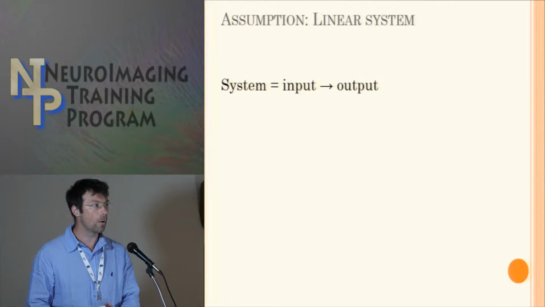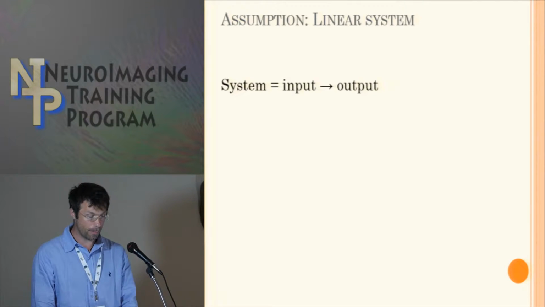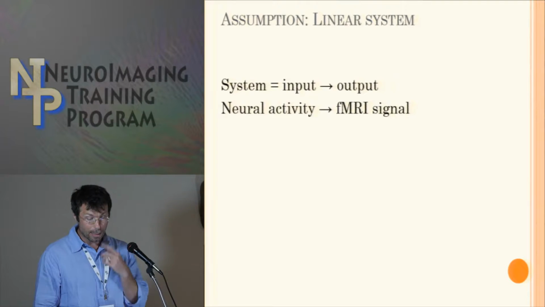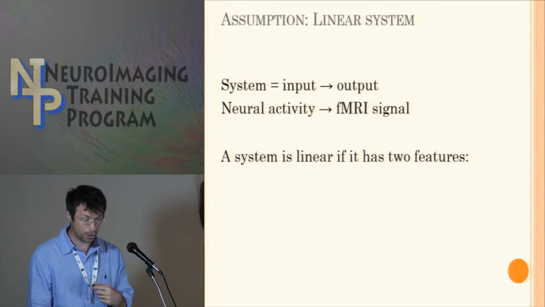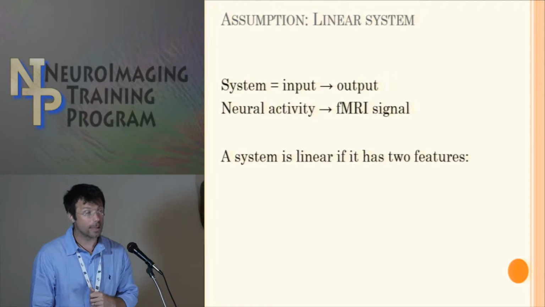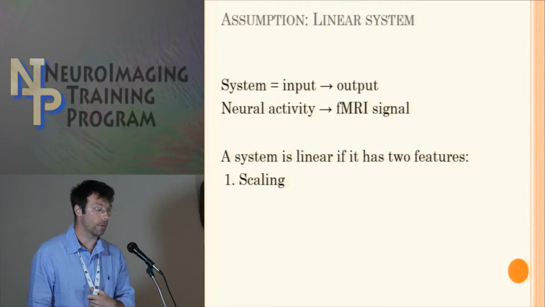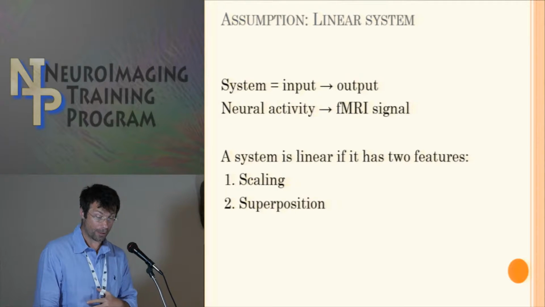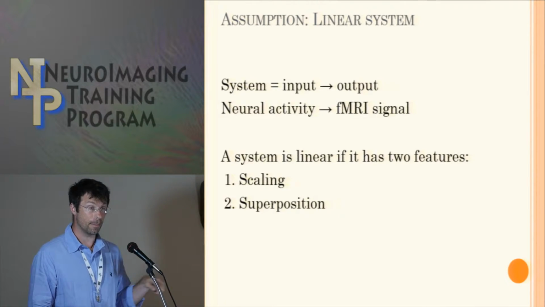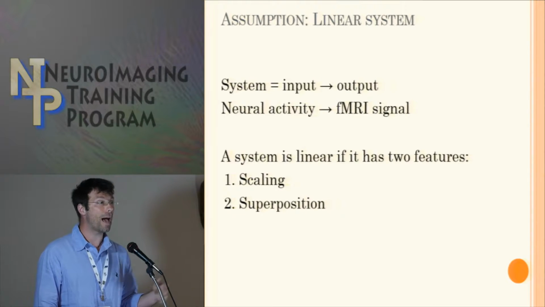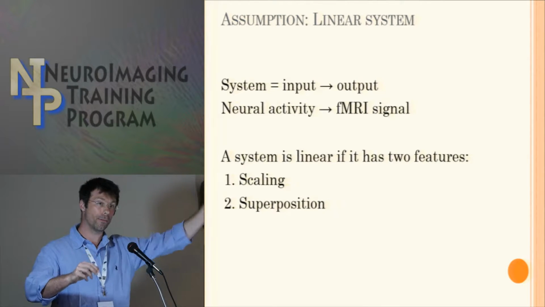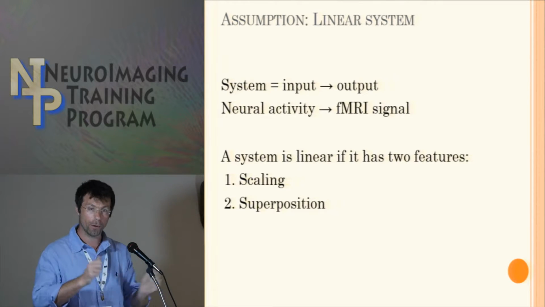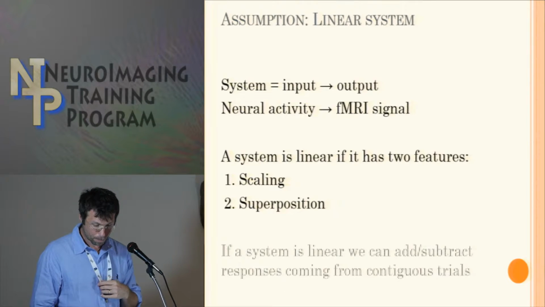It turns out that there's really one key assumption that you are making when you're doing this, and it's worth thinking about whether it's a reasonable assumption or not. I will try to get into that detail in just a second. But really what you're saying is, let's just reduce what we're doing to a simple input-output system. For example, neural activity to fMRI signal. Well, the system is linear if it has two features at the same time, at least. One is scaling, and one is superposition.